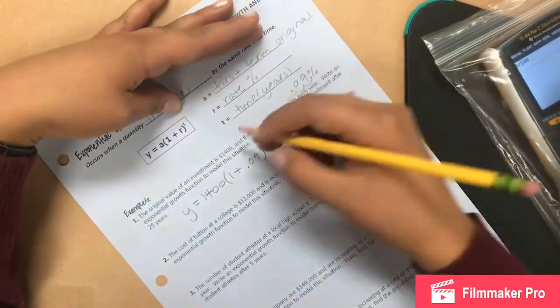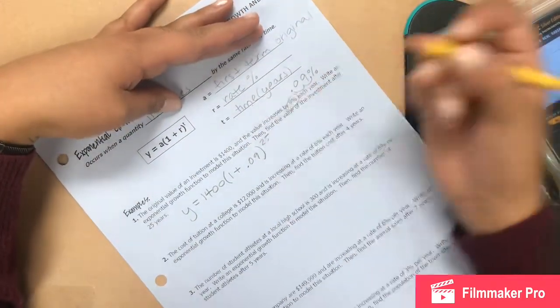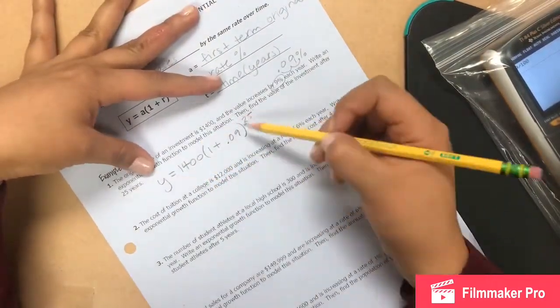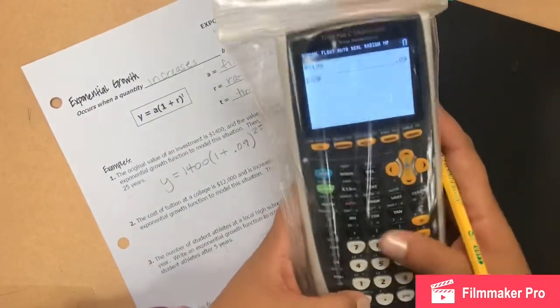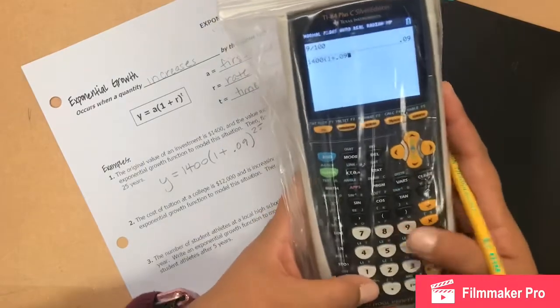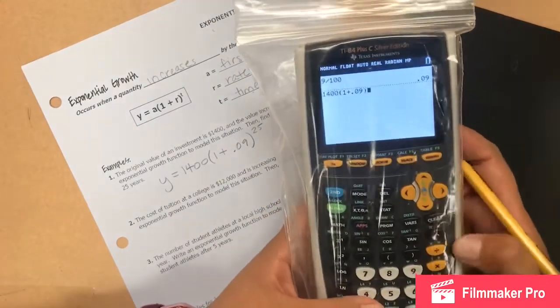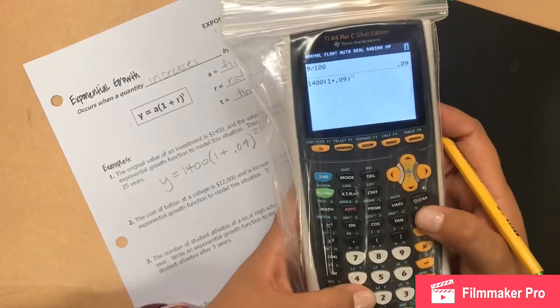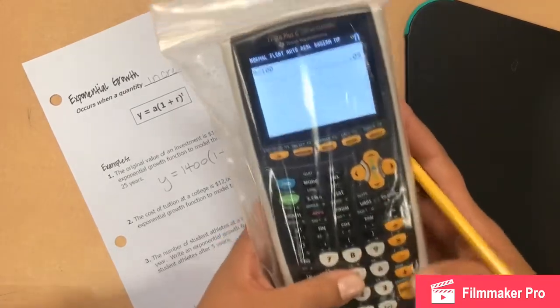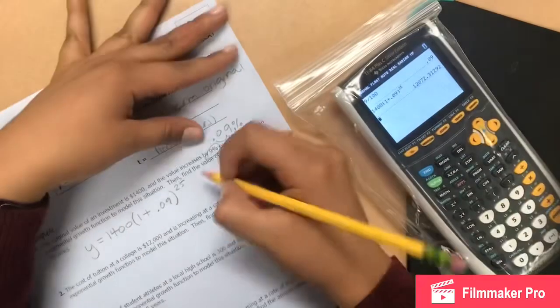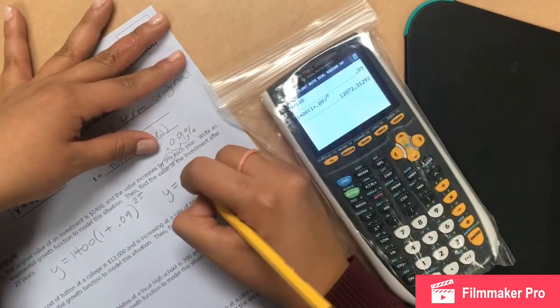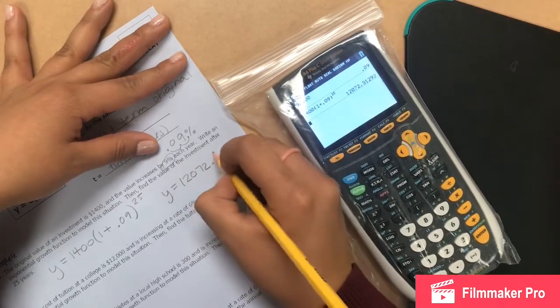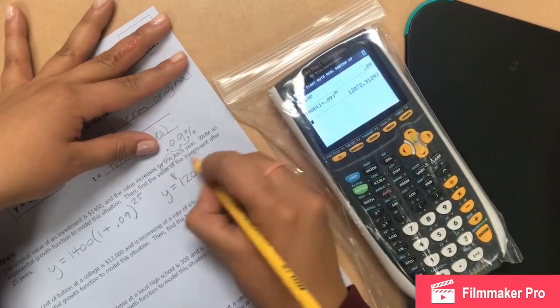Then raise to the power of t, which is 25 years. And there's my equation. But then all they want you to do is type this in to see what I get after 25 years of 9% growth. So 1,400, parentheses 1 plus 0.09. And then to do the exponent, I'm going to do this raise to the power of button, which is underneath clear, and then 25. Okay, now, since we are talking about money, I need to round to the hundreds place. So my answer is $12,072.31. So there's my answer.